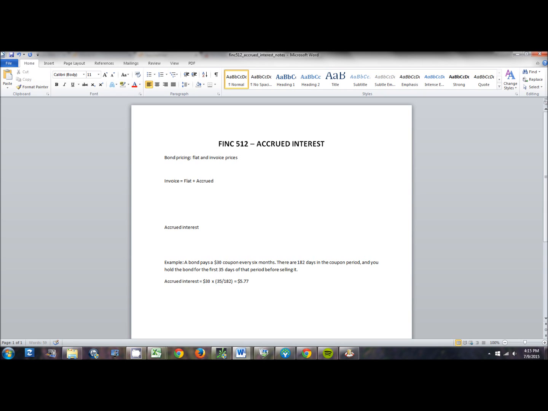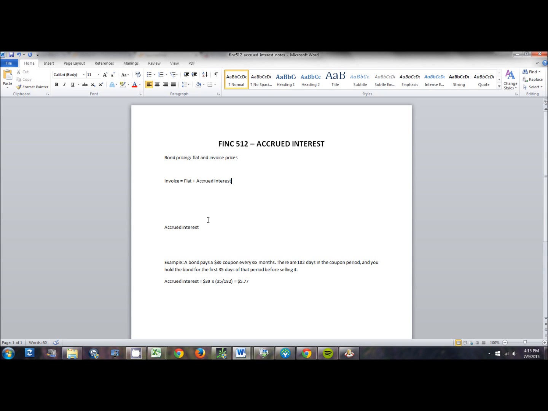And you'll see this in your textbook too when you complete your reading assignments for these chapters. But I wanted to go ahead and add that in there for completeness purposes. So we understand what a flat price is. We have a vague understanding of what an invoice price is. But what is the accrued interest?